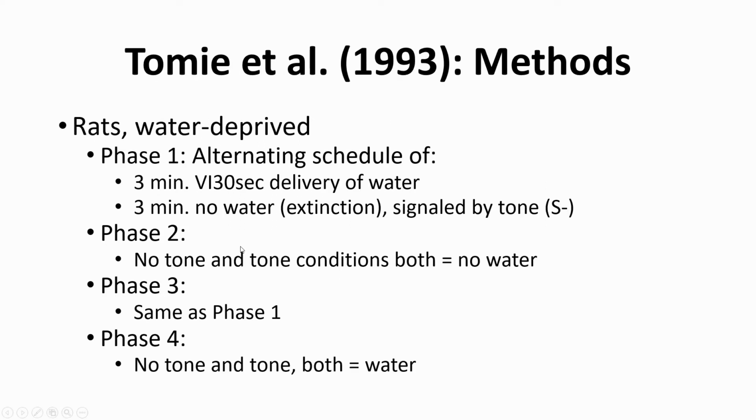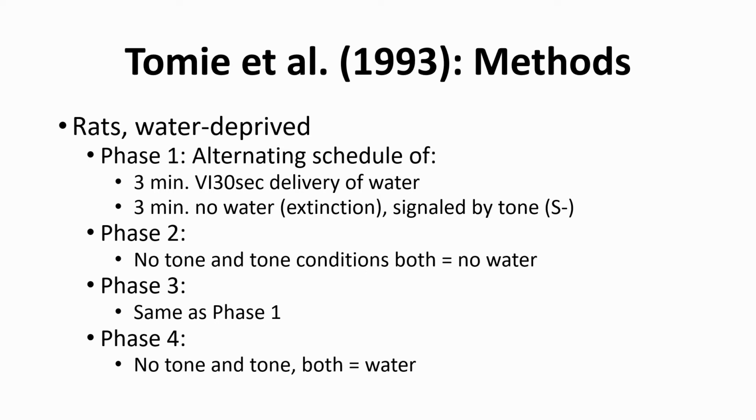So let's take a look at an experiment that actually shows this frustration or aggression that can come from extinction procedures. This is by Tomei et al. in 1993. So a little bit further back, and again, still looking at rats, and in this case, we are going to start with rats that are water deprived. And there are 4 phases in this experiment.